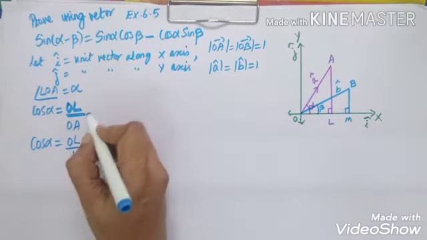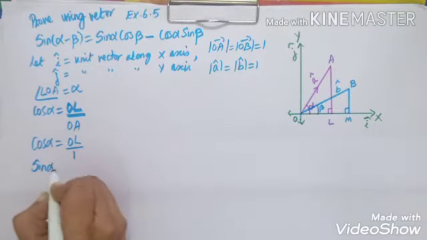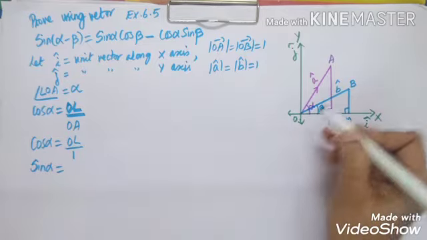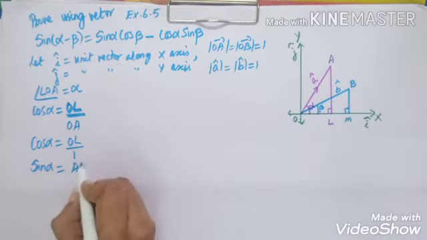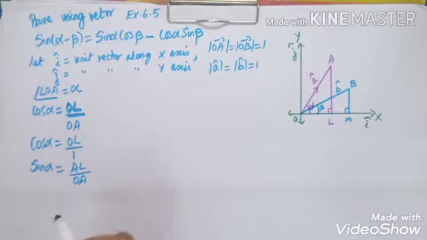Similarly, sin alpha. What is sin alpha? It is opposite by hypotenuse. That is AL by OA. Again OA is 1. So sin alpha is AL by 1.